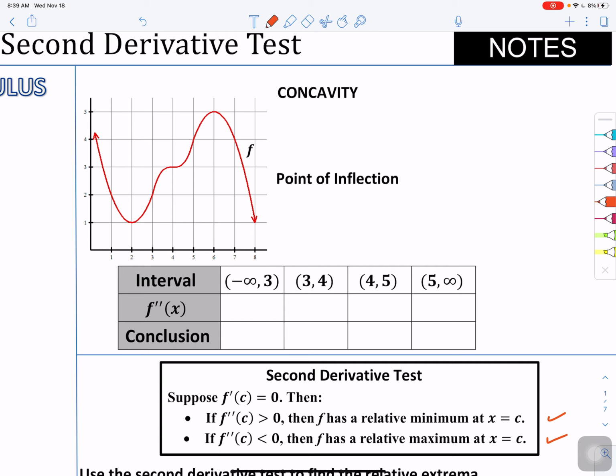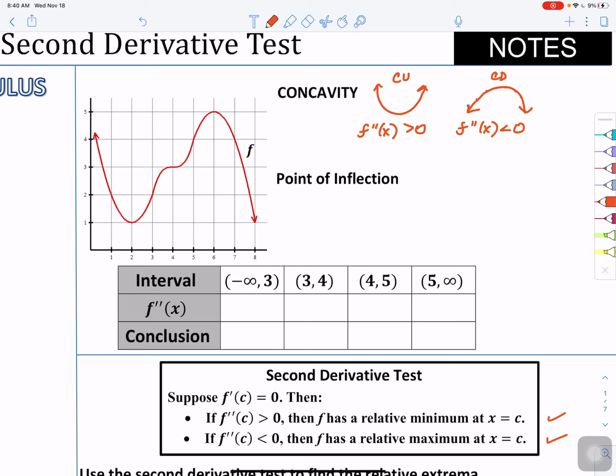But let's first talk about concavity. If part of the graph is cupping upwards like this, we call that concave up, and this is where the second derivative is greater than 0. Then, if you have a part of your graph that is concave down, at any point on this graph, if you would find the second derivative, it would be negative, any point.